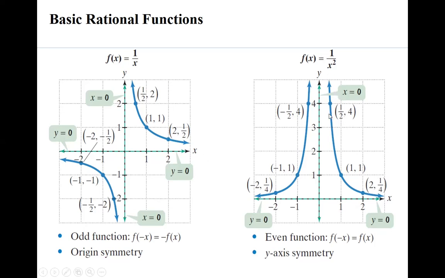1 over x squared is a weird-looking hyperbola with its legs in the first and second quadrants. It's an even function. It has y-axis symmetry. And remember, to move left or right, we add or subtract from the x. To move up and down, we add or subtract from the entire function.